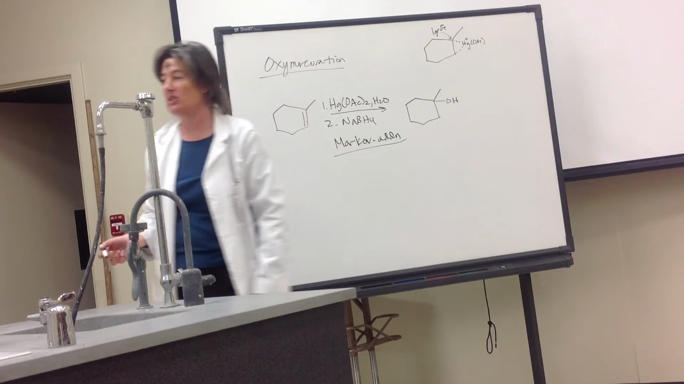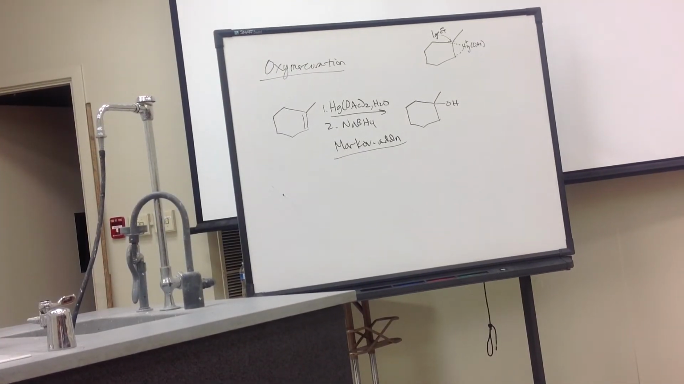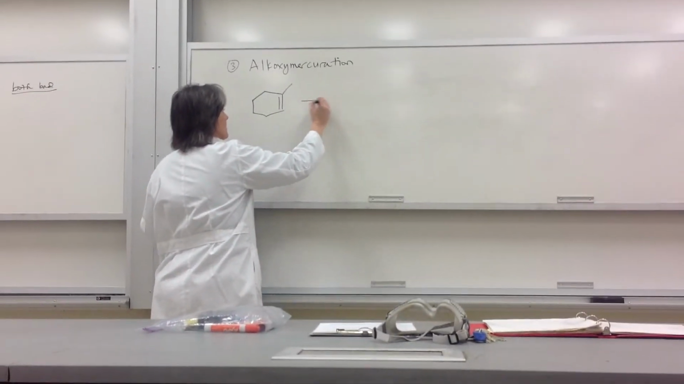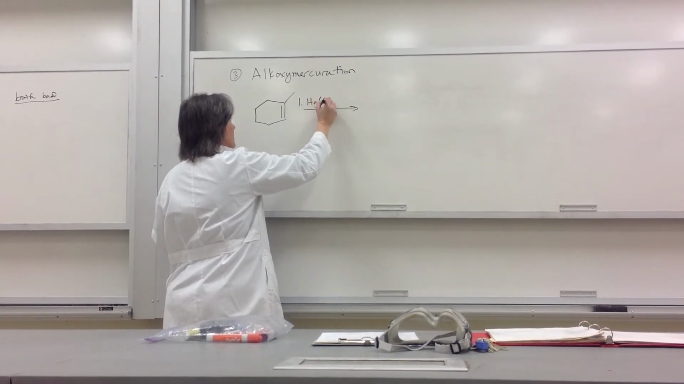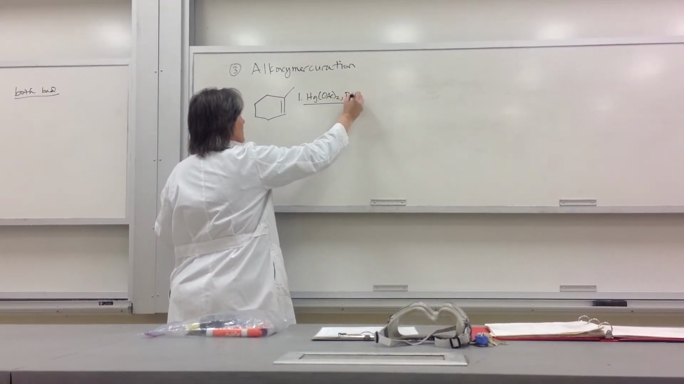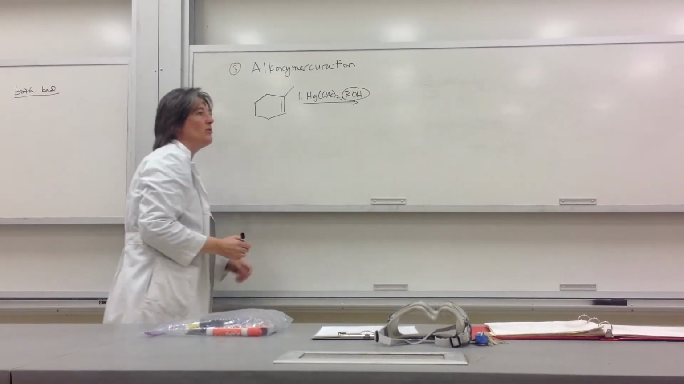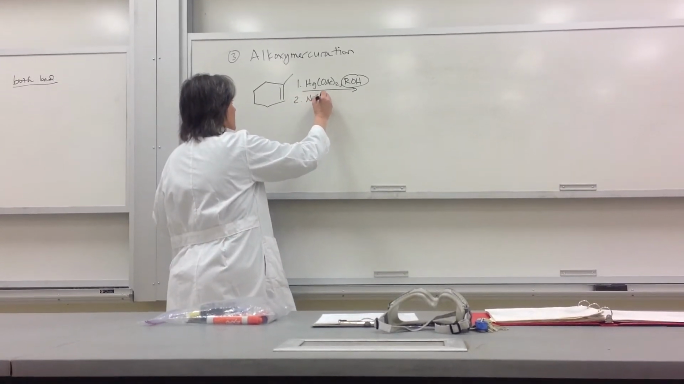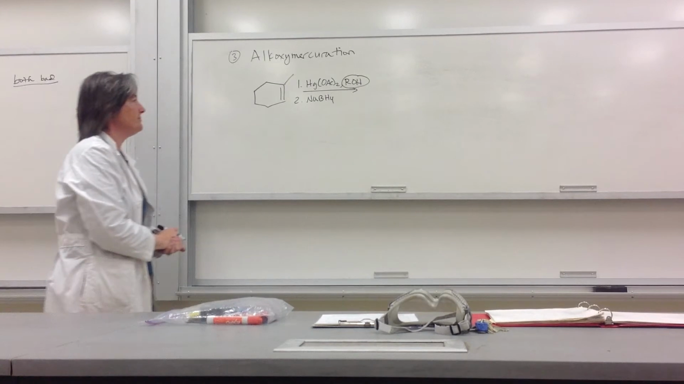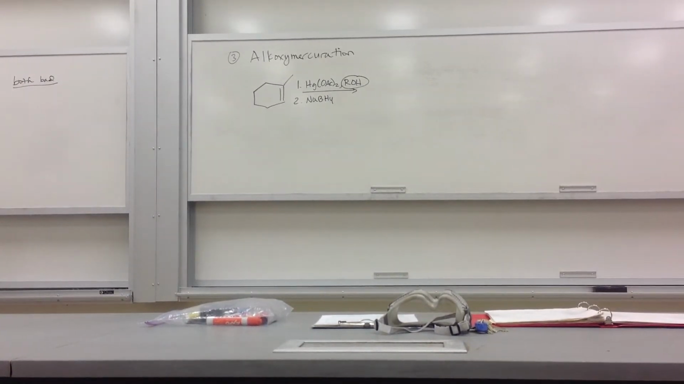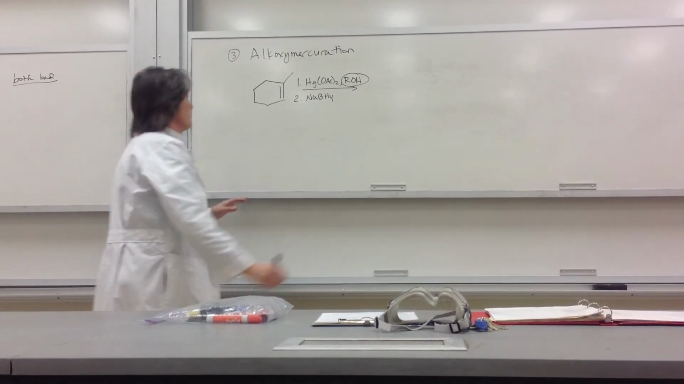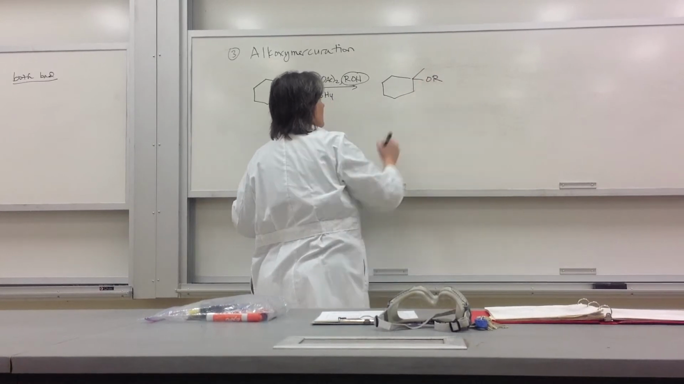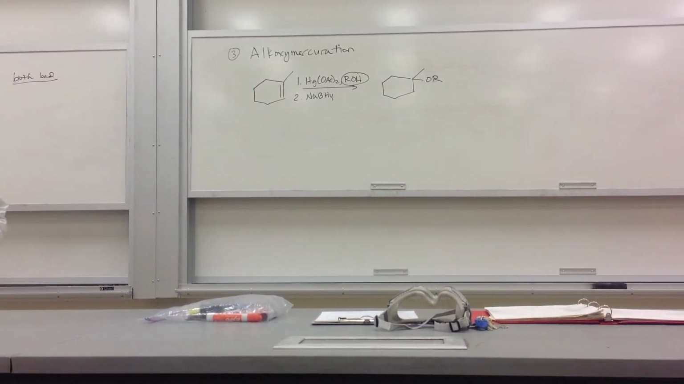Okay, that's an oxymercuration. An alkoxymercuration would look like this. Do the same thing. Same reagents. Only the difference is, instead of water attacking, you put an alcohol in. And the second step is sodium borohydride. Same mechanism, same everything. So what's going to happen with this is you're going to end up with an OR group attached to the more substituted carbon.